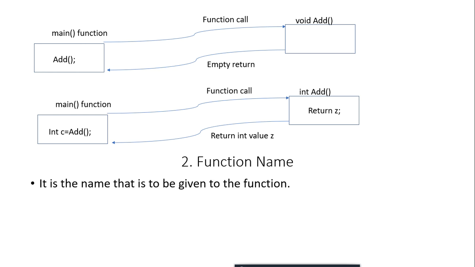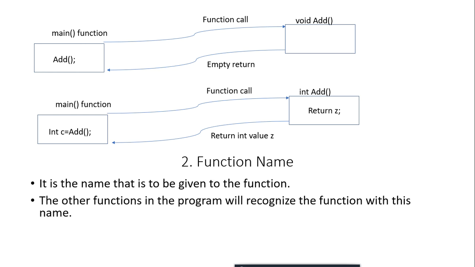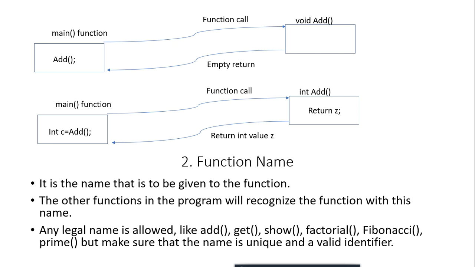Function name is any legal name that you must give to your function. All the other functions in the program will recognize your function using this name, like add, sum, multiply, div, get, show, factorial. These are the legal names that you can give to your function. Make sure that your function name is unique and a valid identifier. That is, you cannot create a function named int, as int is a data type. Okay, so make sure about these things. So you must have a return type and a function name.